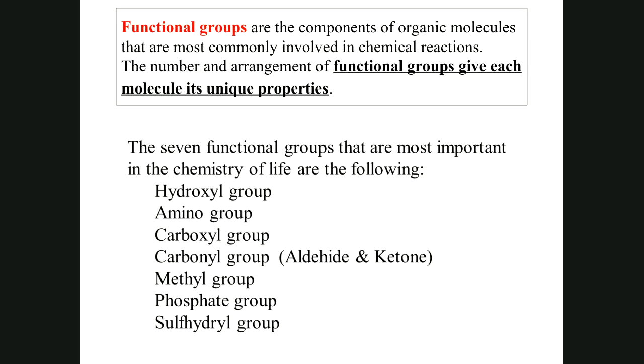Now, functional groups are the components of organic molecules, so these are extensions off of the organic molecule that are mostly involved with chemical reactions. The number and arrangement of functional groups gives the molecule its unique properties. So these are going to give molecules their properties. I have 7 functional groups that we're going to look at here, the most important in the chemistry of life that we are following. These are the ones that are going to be on the biomolecules, these types of functional groups and their arrangements. Hydroxyl, amino, carboxyl. There are 2 carbonyls, aldehyde and ketones, a methyl, a phosphate, and a sulfhydryl. So let's look at those.